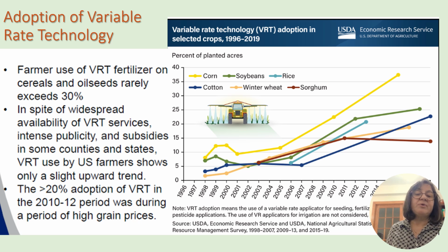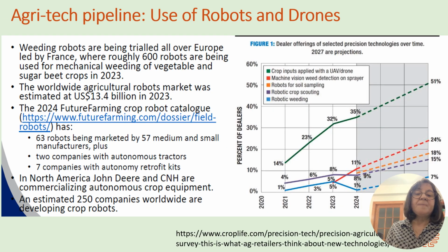On the other hand, adoption of variable rate technology, which can increase the accuracy with which nitrogen is applied across fields, and thereby provide environmental benefits, has been relatively slow in terms of its adoption rate. And adoption rates have also plateaued around 20 to 30%. Adoption of robots and drones is just growing, and robots are now being trialed across Europe and many other regions, including the US. And these are now being marketed by a growing number of companies. So there is a growing availability of commercial autonomous crop equipment, but many of the smaller robots are yet to be adopted at scale.